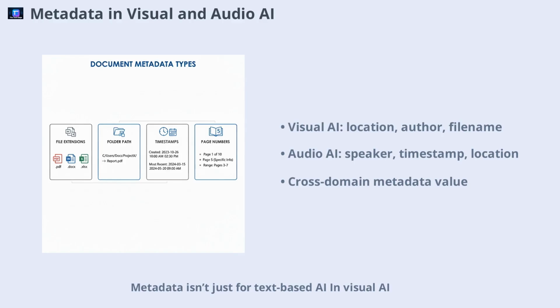Metadata isn't just for text-based AI. In visual AI, metadata like location data, file names, and author information can be crucial. For audio AI, knowing who is speaking, when they're speaking, and where the audio was recorded can add valuable context. By looking for and leveraging this kind of metadata, you can significantly improve the performance of your AI systems, regardless of the data type you're working with.